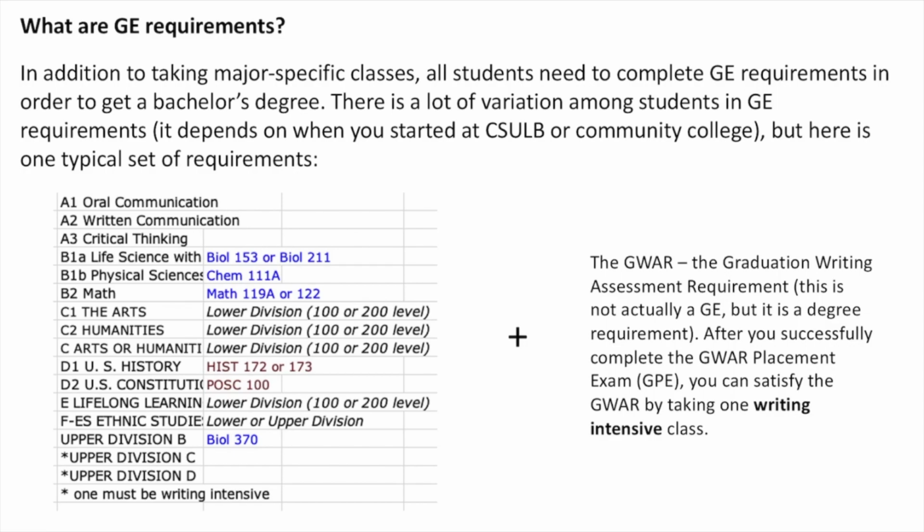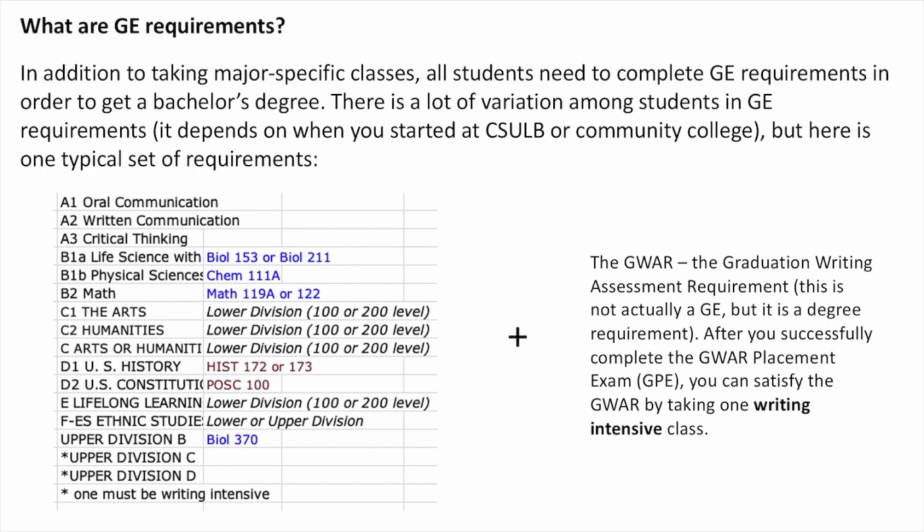First, what are GE requirements? They're just types of courses that all undergraduates need to complete in addition to their major-specific courses in order to get a bachelor's degree. They're intended to give you some breadth in your education and also some flexibility in the actual courses that you take. There's quite a bit of variation among students in the specific set of GE requirements that applies to each student. That depends on when, for example, you started at community college or at CSU Long Beach. So here's one common set of requirements, but it may not necessarily be the specific one that applies to you.